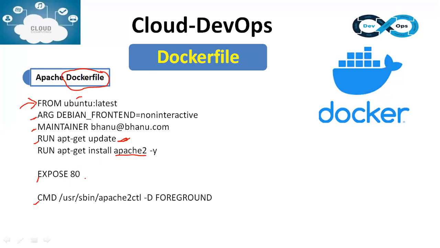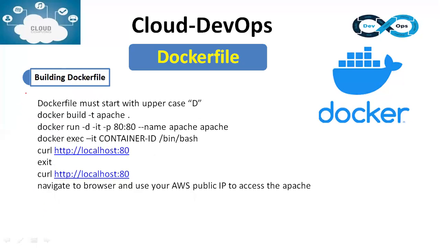EXPOSE 80 means it will expose port 80 in the container. CMD is the first command which is going to run in the respective Docker container. The Docker commands in the Dockerfile are not limited to these few commands. There are many Dockerfile-based commands. We will see them sometime later.